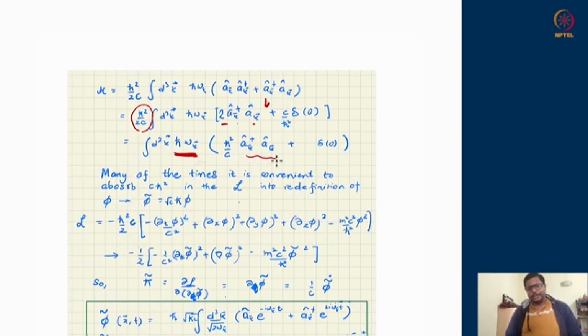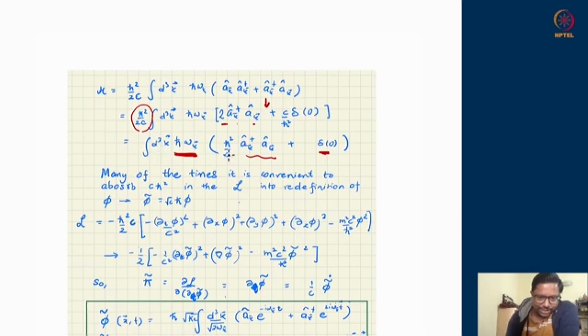This is the number operator for each k, and instead of 1 I am getting a delta 0, which is an artifact of a continuous theory. Continuous theory would have delta k minus k prime. Kronecker delta will be replaced by a Dirac delta. It's delta 0 will come about. And then I have a d3k summation over all such oscillators in momentum space.